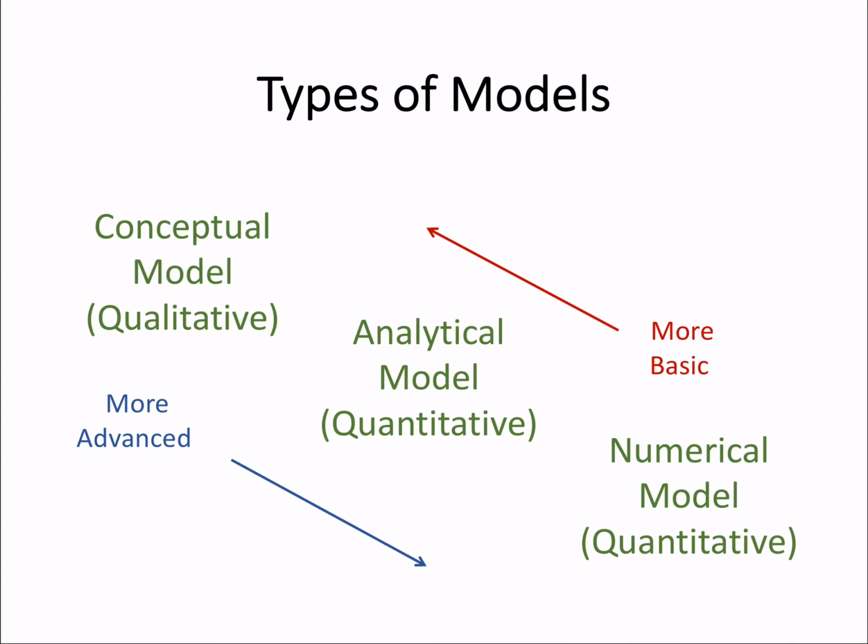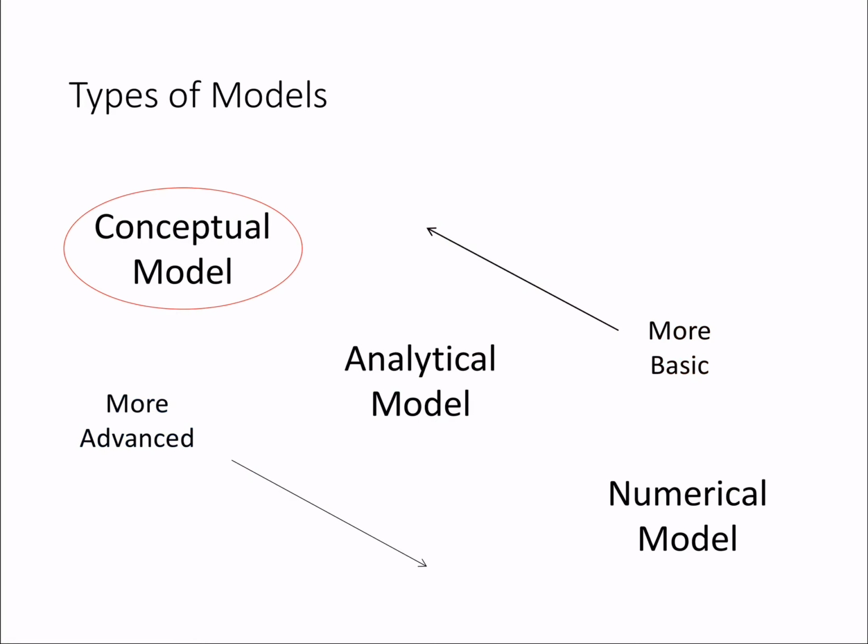There are three main types of models, moving from more basic to more advanced. The most basic type of model is a conceptual model, which is a qualitative model that really just describes a process or describes something. The next more advanced model is the analytical model, which is a quantitative type of model. So this uses numbers and equations to describe a process. And the most advanced type of model is a numerical model, which is also a type of quantitative model using numbers and equations to describe a process. We're going to go through these types of models, moving from more basic to more advanced.